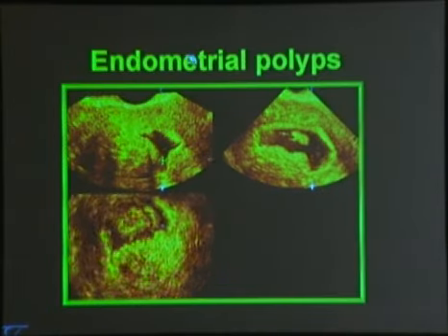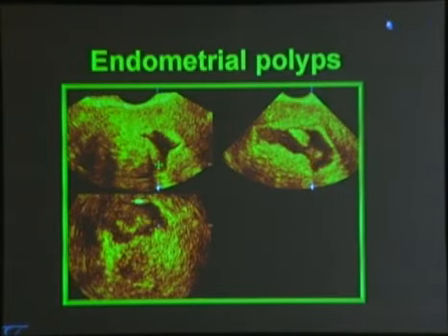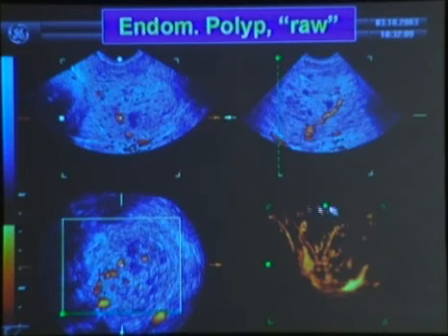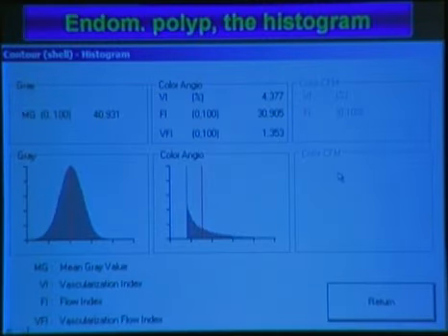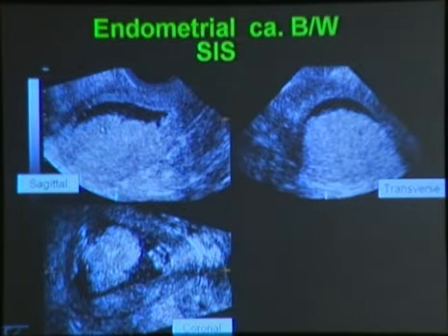Endometrial polyp, I will not bore you with that anymore. We can also take a look at the vascularization of it, and mind you, the vascularization is important because the more vessels go into a polyp, the more they are suspicious of malignancy, and in this case you can determine the amount of flow that is in that area.